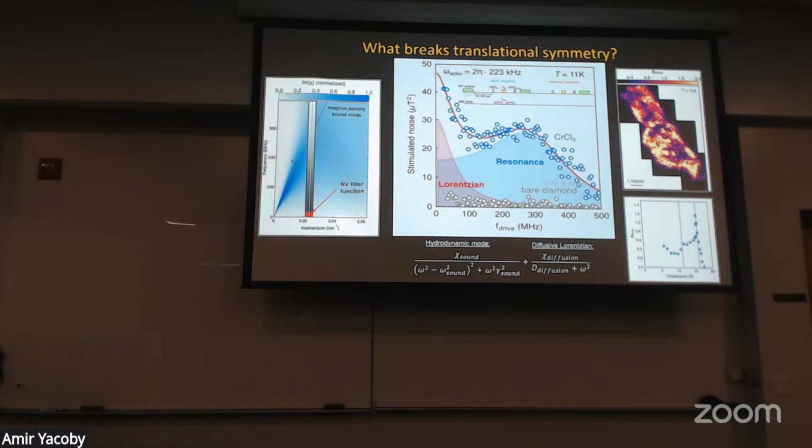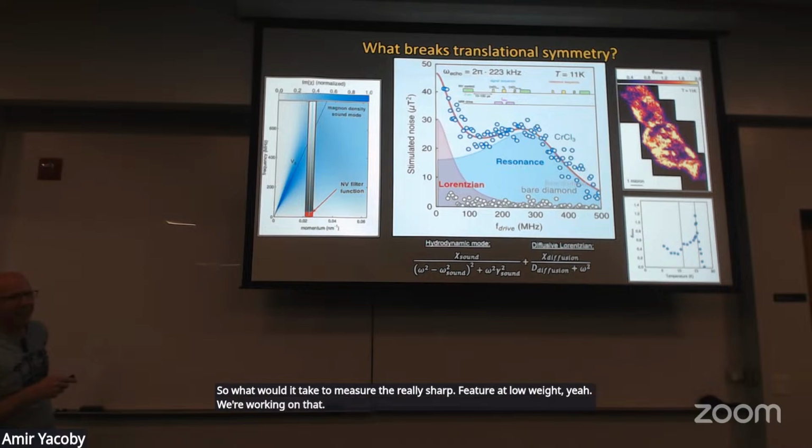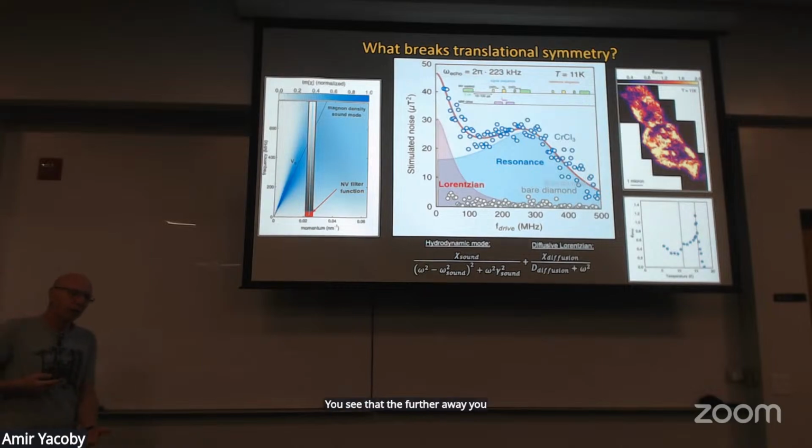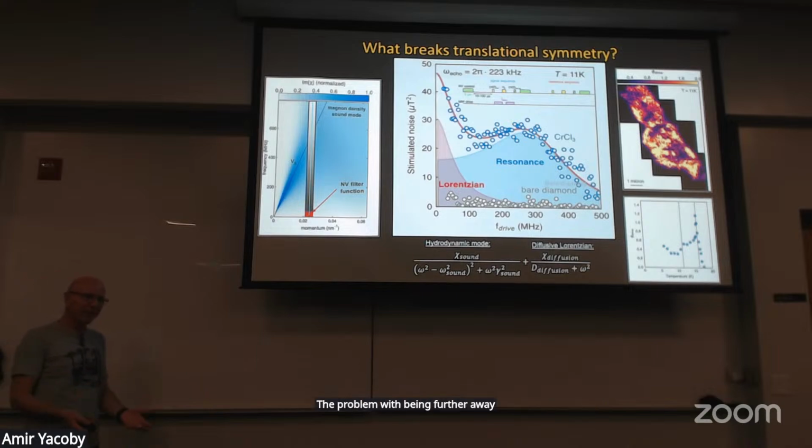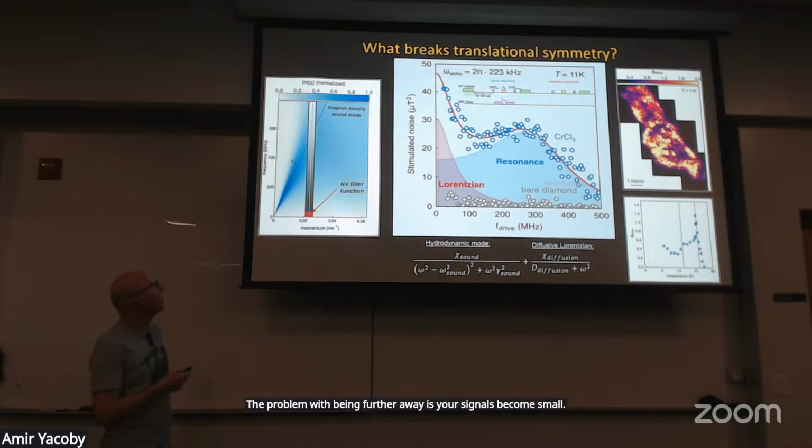Jay and Aki, those are the last questions. So what would it take to measure the really sharp feature at low wave? Yeah, we're working on that. So obviously, the further away you are, the longer the wavelength you're going to probe. So we're going to be pushing down. The problem with being further away is your signals become small. But that's the direction we're headed. We're trying to see how far we can go to longer and longer wavelengths.